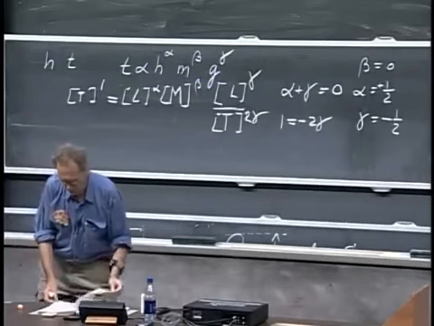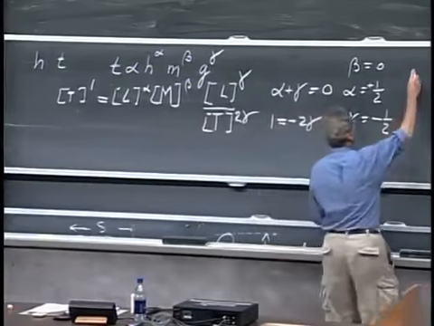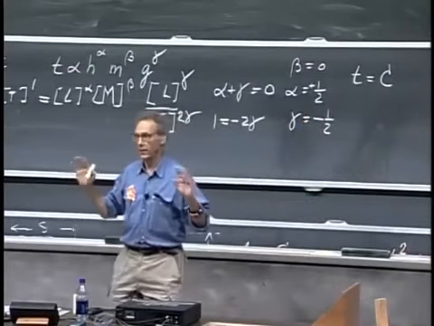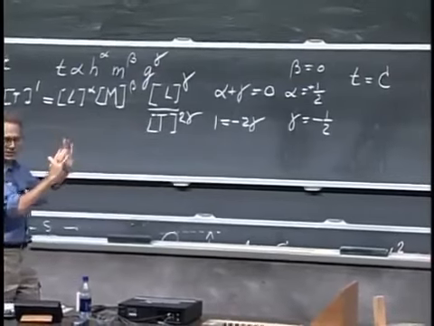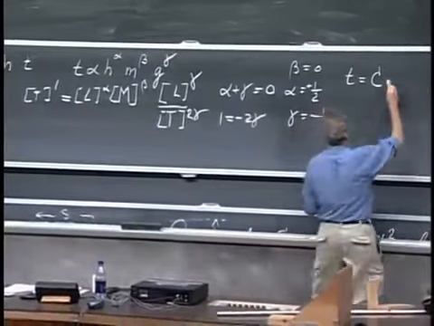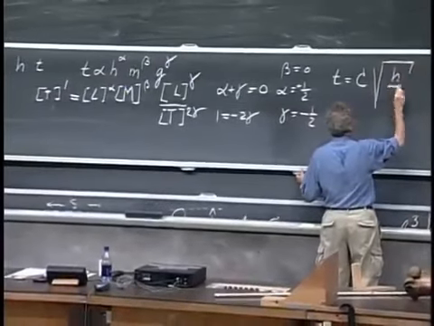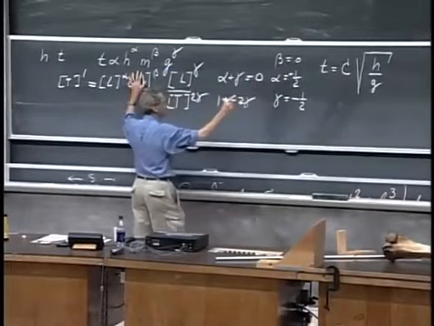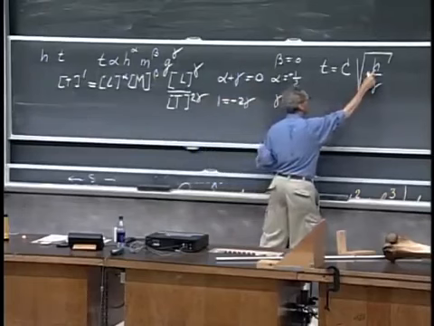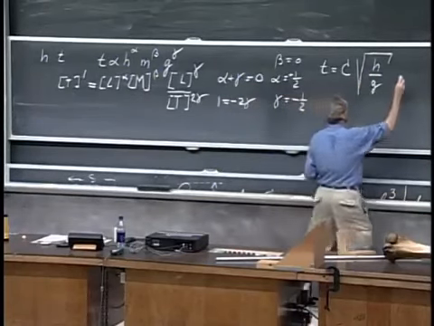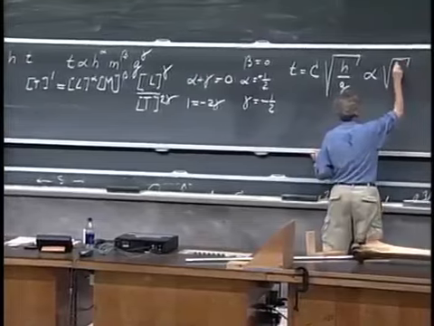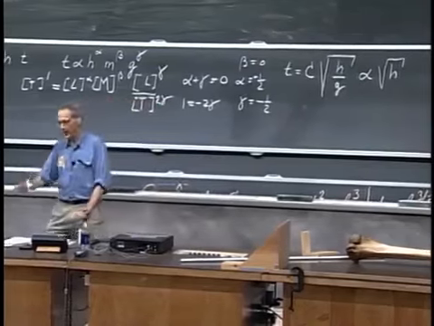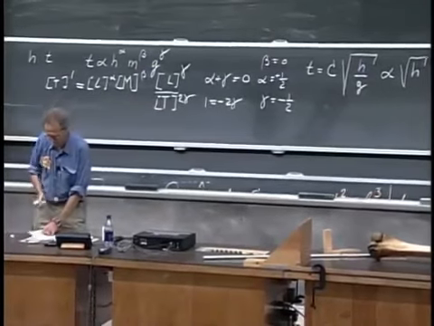I therefore conclude that the time that it takes for an object to fall equals some constant, which I do not know, but that constant has no dimension, times the square root of h divided by g. Beta is 0, there is no mass. H to the power 1/2, you see that here, and g to the power minus 1/2. This is proportional to the square root of h, because g is a given and c is a given, even though I don't know c.